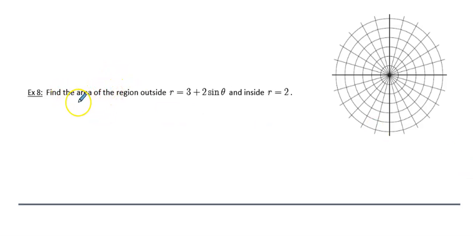So question number 8 says, find the area of the region outside r equals 3 plus 2 sine of theta, and inside of the equation r equals 2. Well, r equals 2 is the radius equals 2, so that's the best equation that we can get as far as simplicity is concerned. So the radius is 2. So this is actually a circle as well, where the center is now actually at the pole.